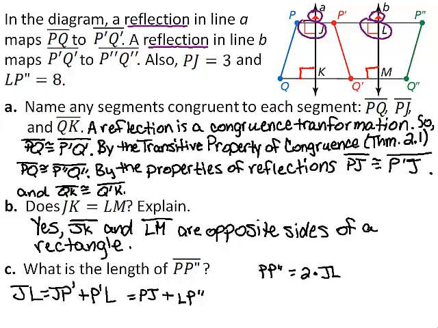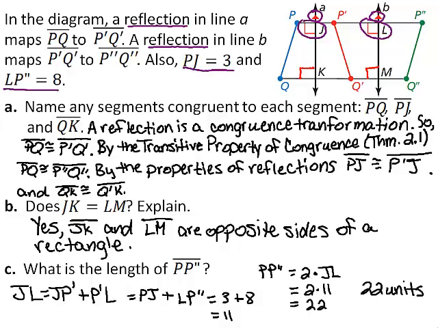You are told that PJ equals 3 and LP'' equals 8. So PJ plus LP'' equals 3 plus 8, which equals 11. So JL equals 11, and PP'' equals 2 times 11, which equals 22. So the length of segment PP'' is 22 units.